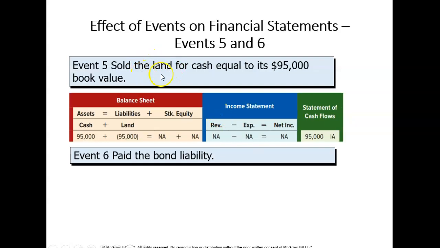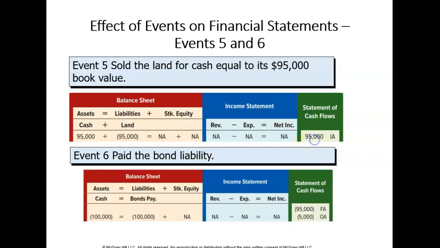Next, we sold the land for cash and we sold it for $95,000. So when you actually sold the land, your cash increased, land account decreased, $95,000 cash inflow, so the cash flow, as an investing activity. So now that we've actually sold that land, we're going to pay the bond off.